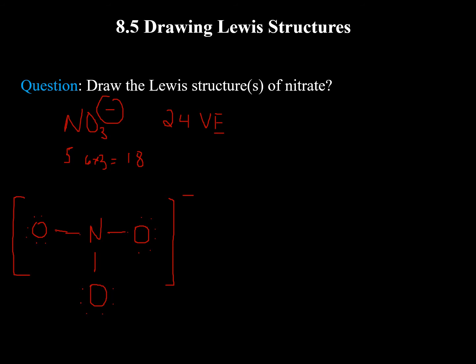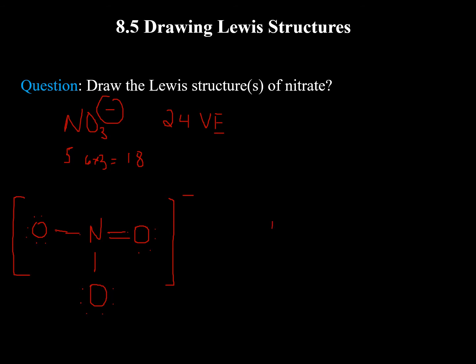So what we're going to do is remove 2 of the electrons. Let's remove the 2 on the right. And let's create a double bond. So now we still have 24 valence electrons, and now the nitrogen has 8 around it, for the central atom.